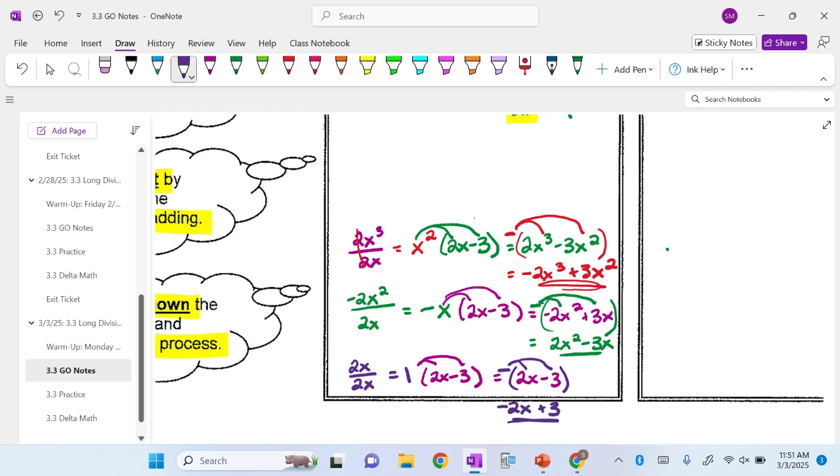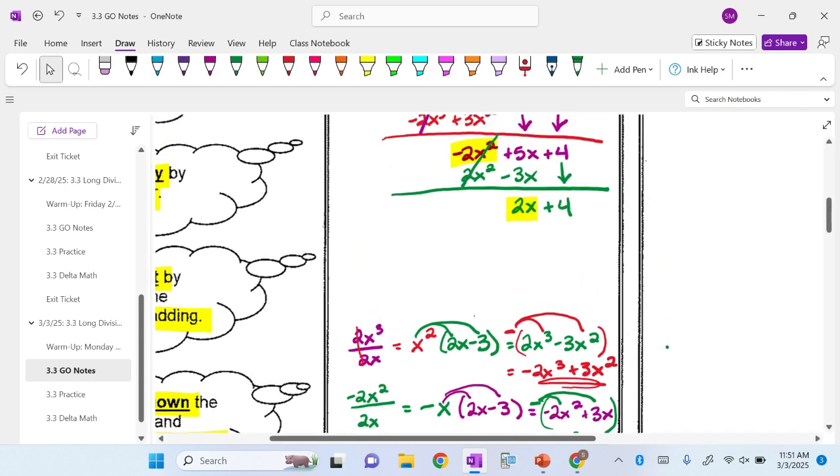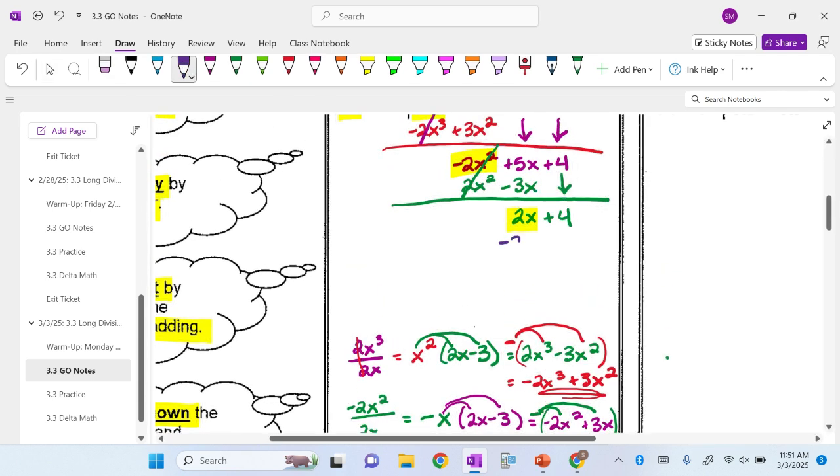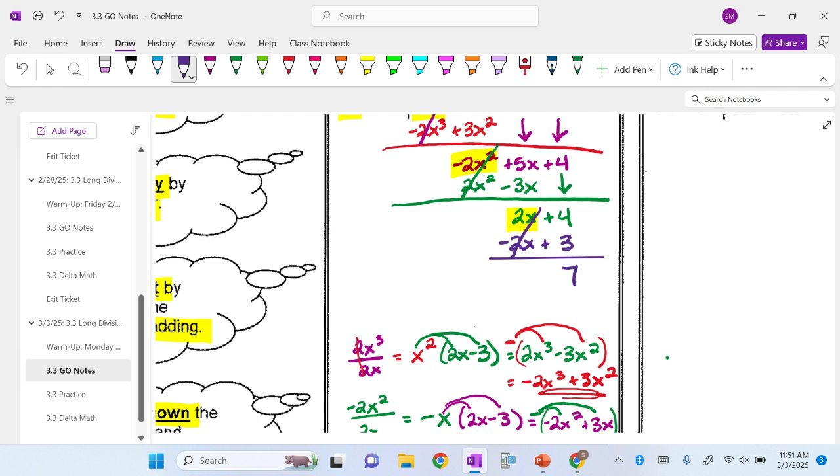Negative 2x plus 3, which is what I'm writing up top. So minus 2x plus 3. All right. 2x minus 2x is what? 0. That goes away. 4 plus 3 is what? 7. Now, 7 is going to be my what? That's your remainder.